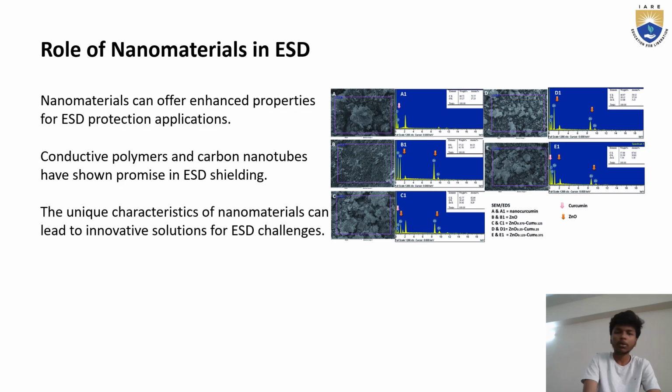Now moving on to the role of nanomaterials in ESD. Nanomaterials can offer enhanced properties for ESD protection applications. Conductive polymers and carbon nanotubes have shown promise in ESD shielding. The unique characteristics of nanomaterials can lead to innovative solutions for ESD challenges. This is the role of nanomaterials in ESD.